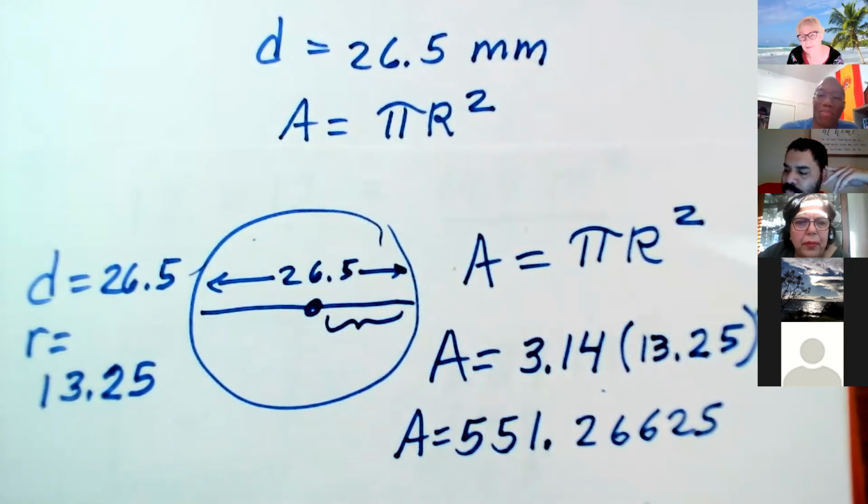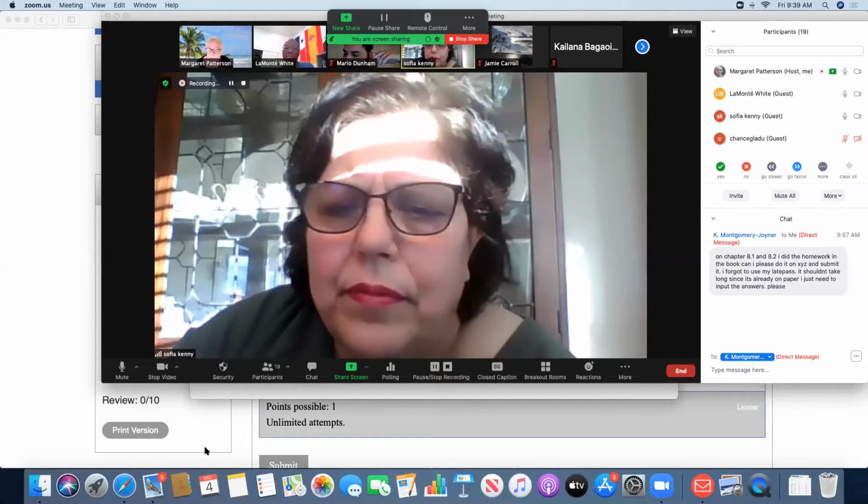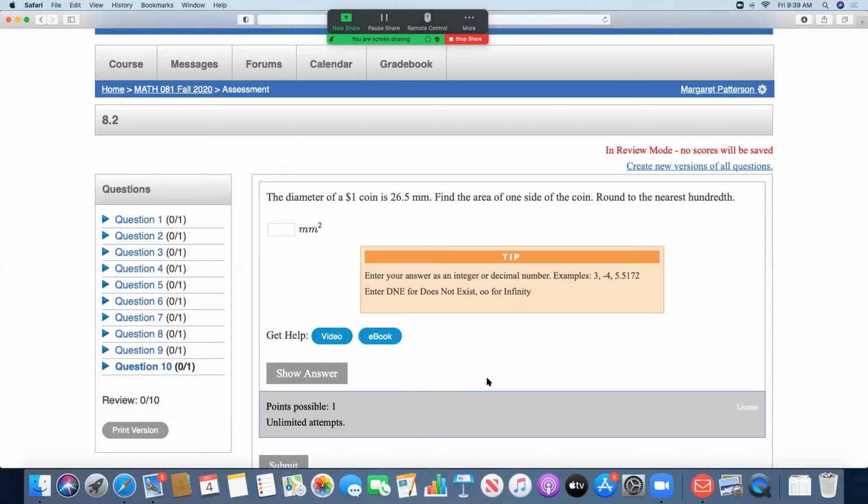Do you still have the problem up on your sheet? Well, I would. The rounding is where it gets me. Well, I really need to go to the next material. Okay. Round to the nearest hundredth. So 551.266 would be 551.27, okay. Make sure. How's that? Yep.